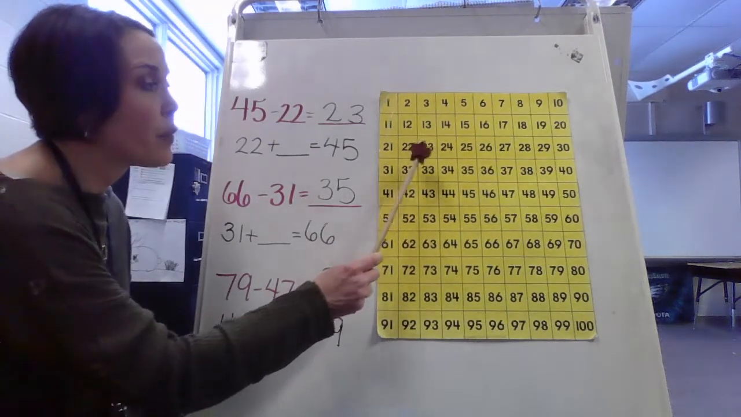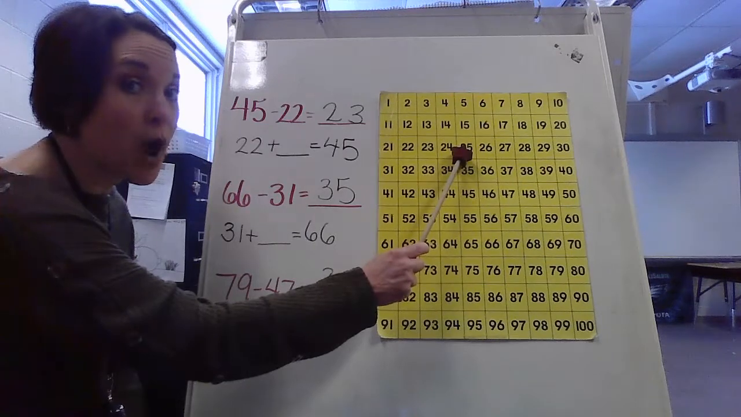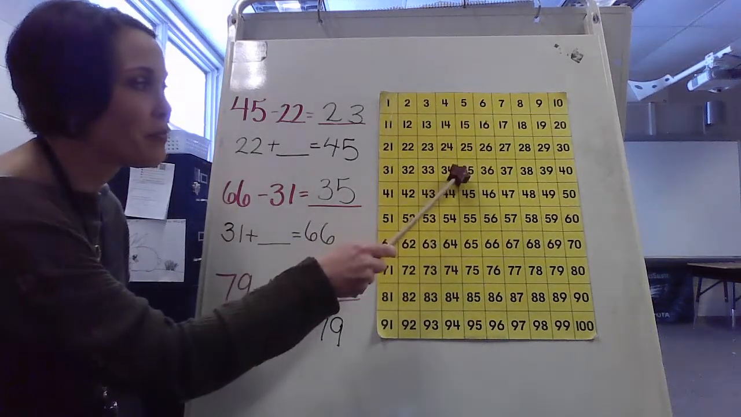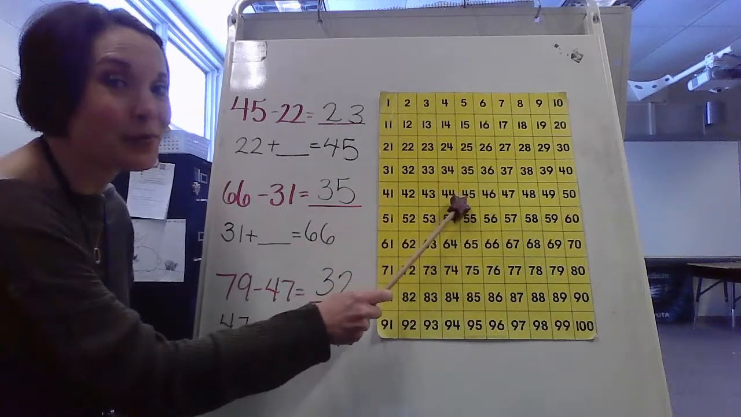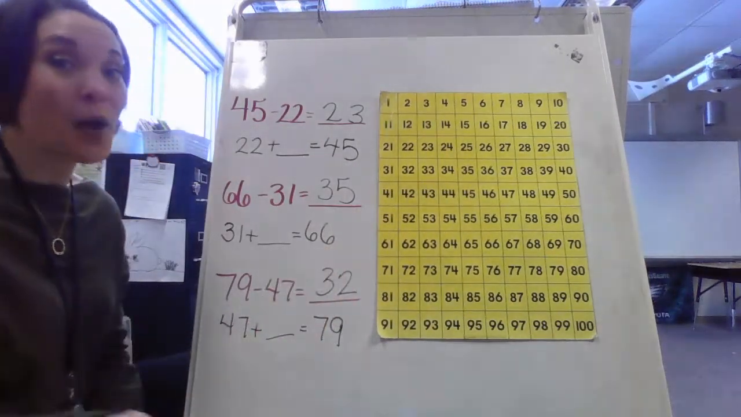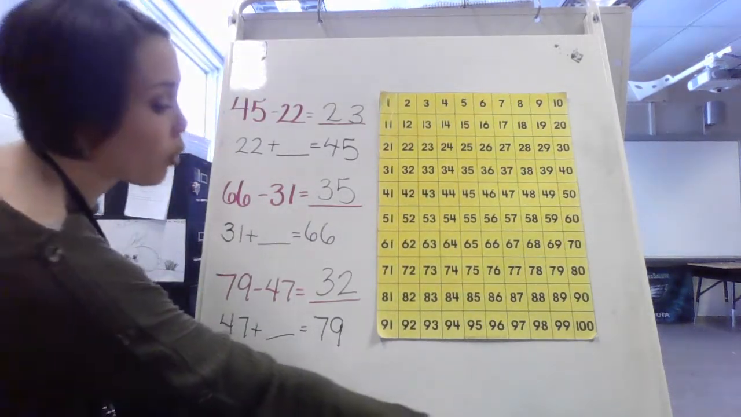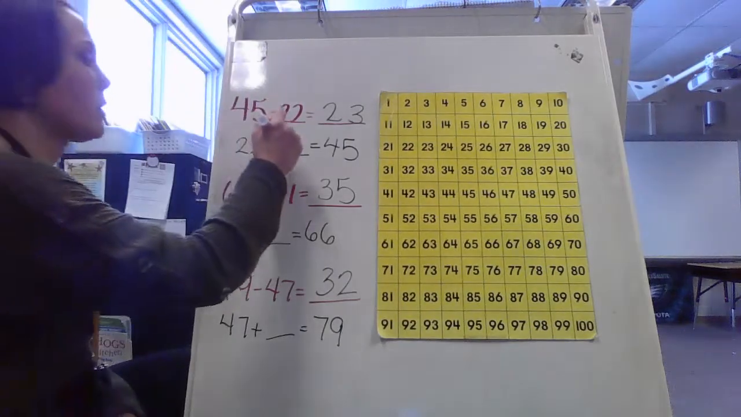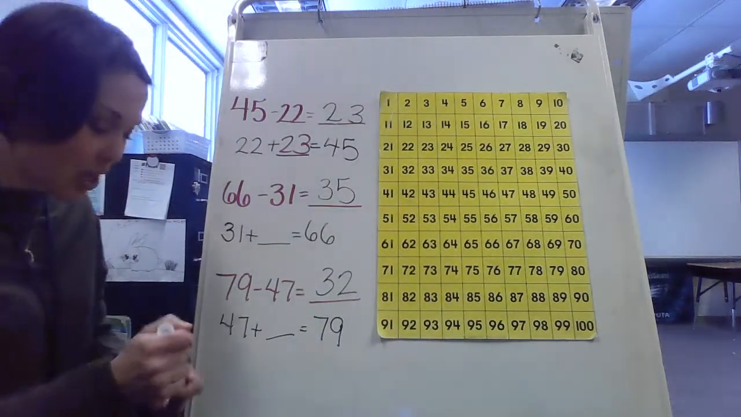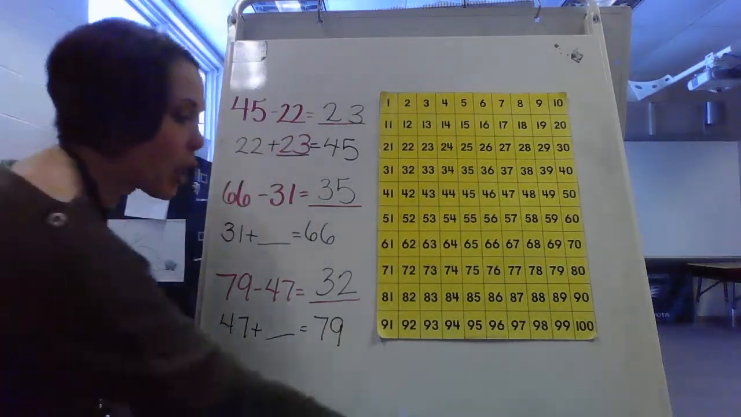So here I go. 1, 2, 3. There are my 3 ones. How many tens do I have to hop down to get to 45? 10, 20. There it is. 2 tens, 3 ones. But I started with the ones at that point. So therefore, here we go. It was 23. How about that? So there's an additional strategy. Let's jump right in and go to the next one.